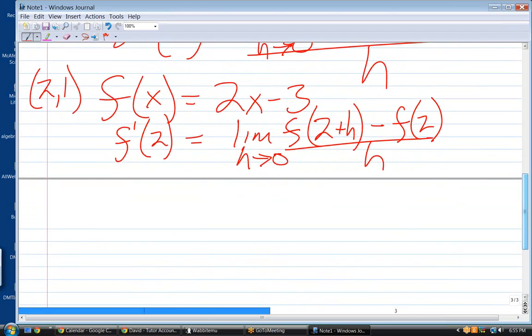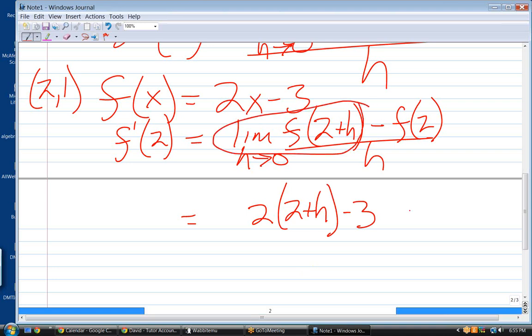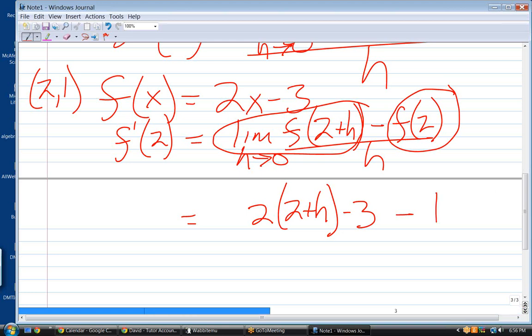What is f of 2 plus h? If f of x is 2x minus 3, it'd be 2 times 2 plus h, minus 3. So that's this part, minus f of 2. All I'm doing is evaluating the function at 2, which is 2 times 2 minus 3, or 1. And then I'm going to divide it by h, and I'm going to take the limit of that as h goes to 0.